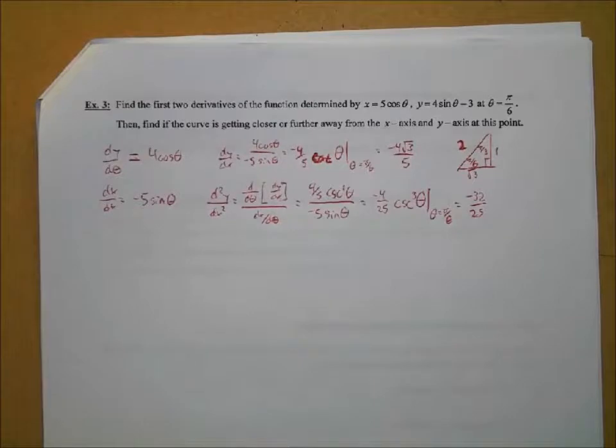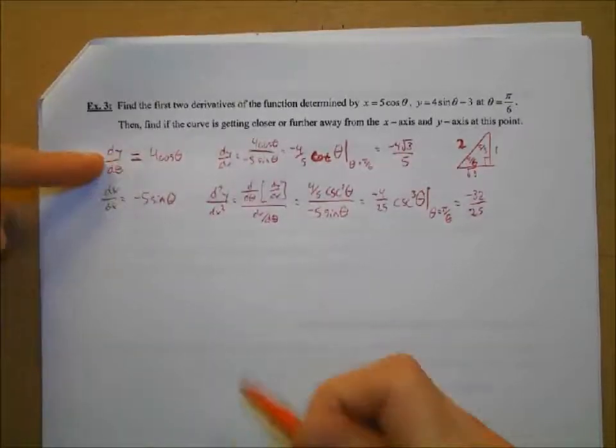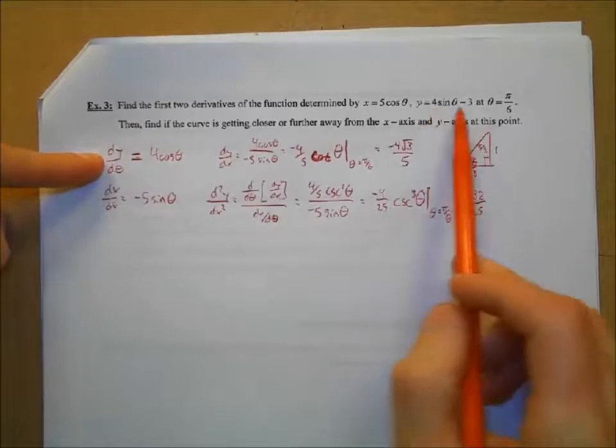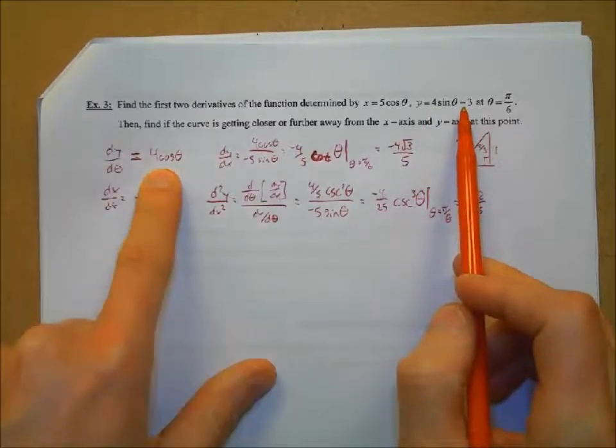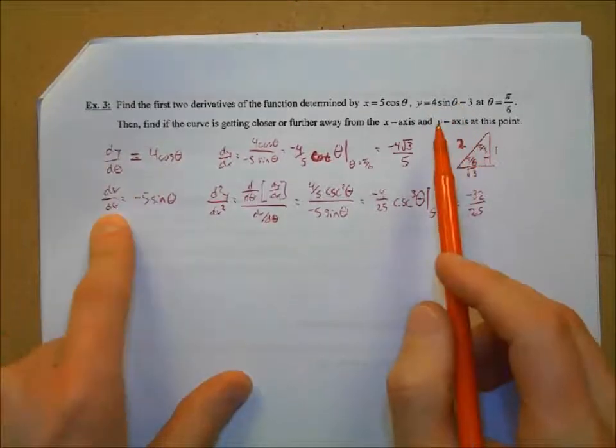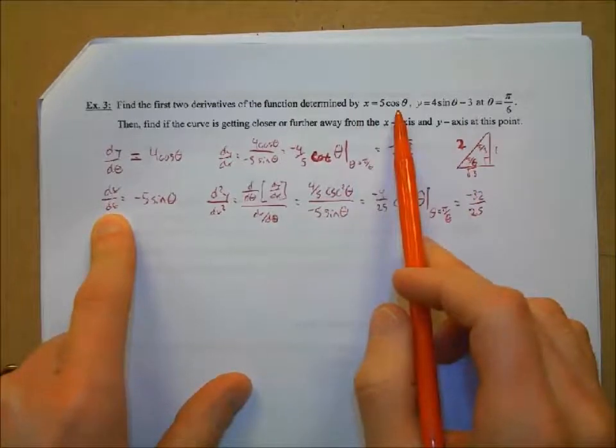So I went ahead and also evaluated the derivatives at theta equals pi over 6, because that's what we ultimately want to be able to do. Again, I found dy d theta: the derivative of 4 sine theta minus 3 is 4 cosine theta, since the derivative of sine is cosine. And dx d theta, the derivative of cosine is negative sine, so negative 5 sine theta.